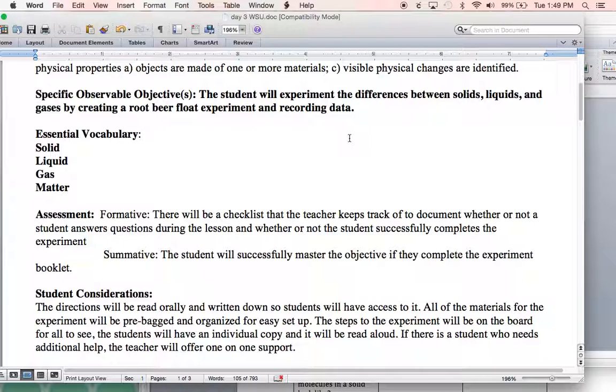So after the lesson was done, I collected each student's booklet and I went through it and I determined whether or not it was completed successfully, whether or not they answered all the questions, if their sentences made sense, if their booklet made sense as a whole, and that determined whether or not they completed the objective.